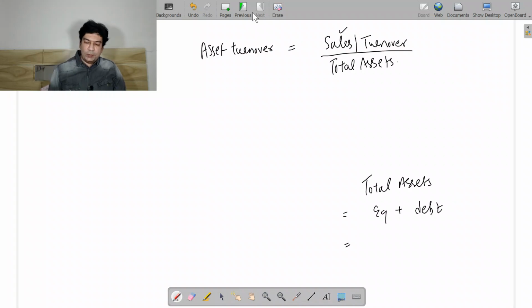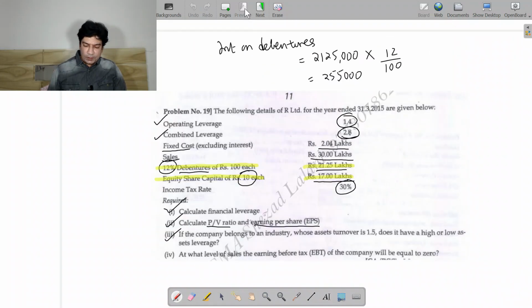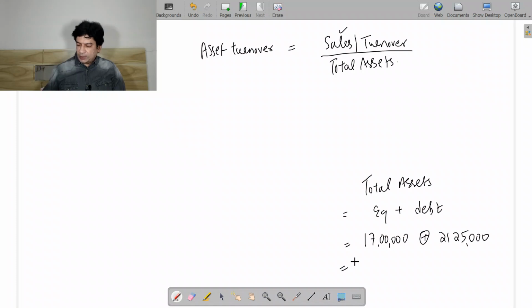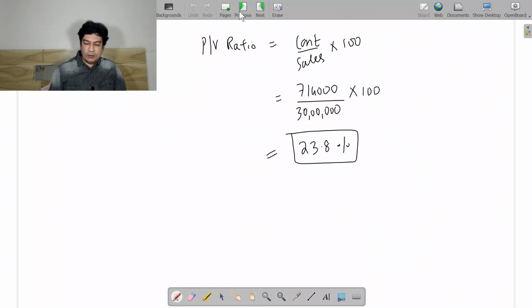So you have equity of 17 lakhs and you have a debt of 21 lakh 25,000. So 17 lakhs is your equity and the debt is 21 lakh 25,000. So from the liability side approach, 38 lakh 25,000 is your total assets. Now I know the total assets and I know the sales, so I can get the asset turnover.